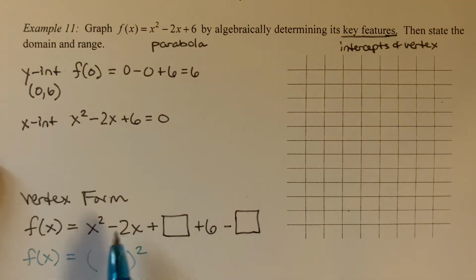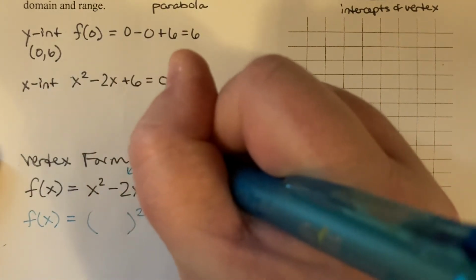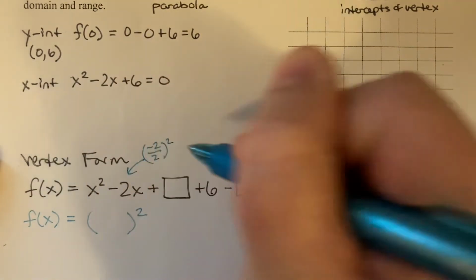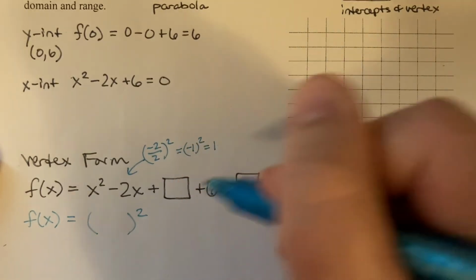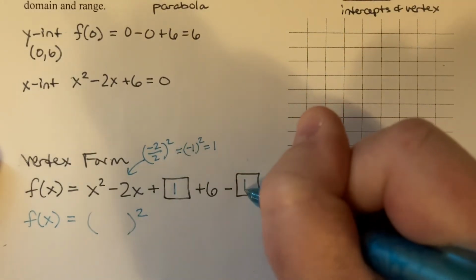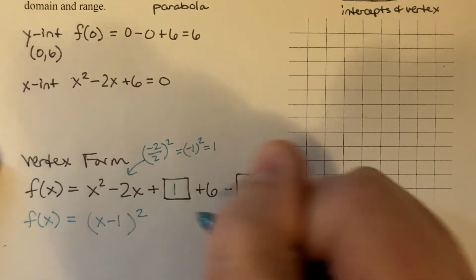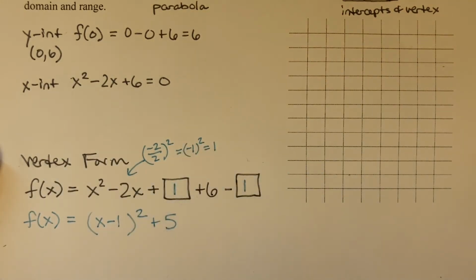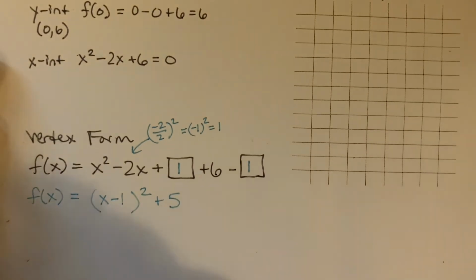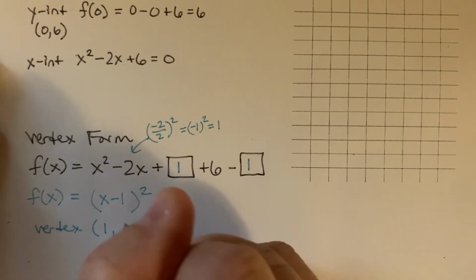So b divided by 2, quantity squared: negative 2 over 2 squared is negative 1 squared, which is 1. So I'm going to add 1 and subtract 1. So that makes it (x minus 1) quantity squared plus 5. Luckily, there was no leading coefficient, which made it easier. So that means that the vertex is the point (1, 5).